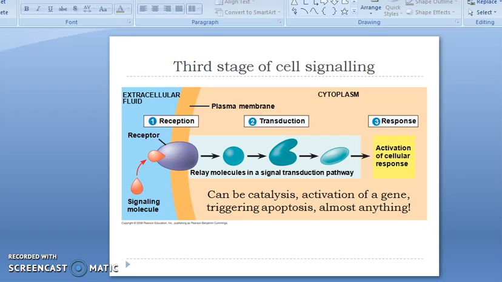Coming to the third stage of cell signaling, here the cellular response is activated, and this phase is known as the response. So it can be catalysis, or maybe a gene activation, or triggering apoptosis, or even some other mechanism might be involved. These are the three stages of cell signaling. As I already mentioned, irrespective of the distance, either local or long distance, every cell has to communicate through these three phases.